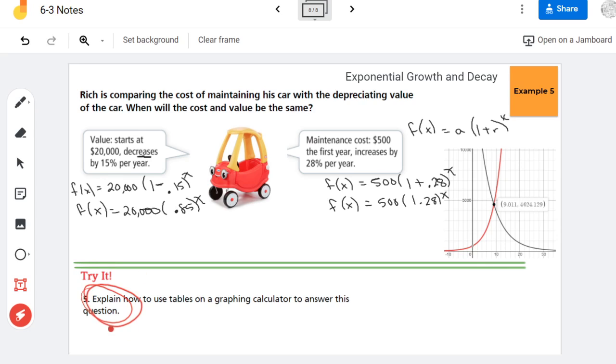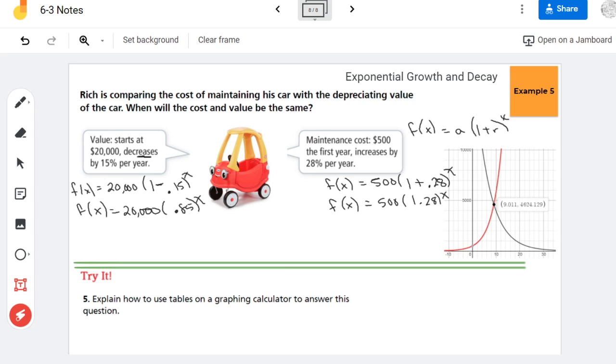The try it here wants us to talk about using tables on the graphing calculator. I'm just going to mention it real quick. The table on a graphing calculator tells you your values of x and your values of y, right? So it gives you all these ordered pairs. So if you can look at the table of values on these two graphs and you can find the one that has that same y value, that will tell you the intersection point that you're looking for and how to solve the problem.